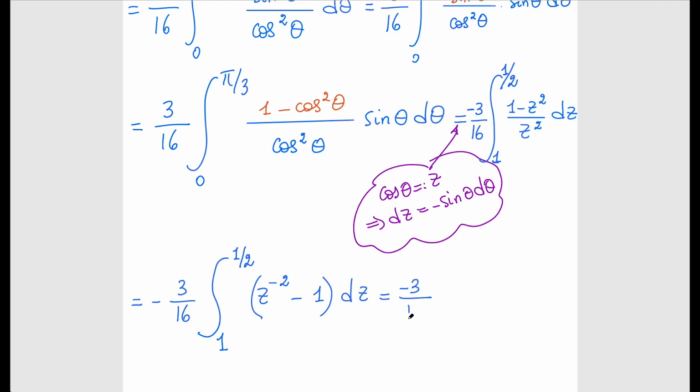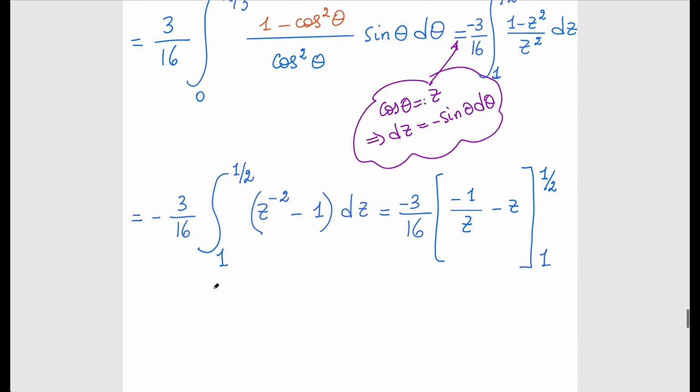This is minus 3 over 16. Let's integrate. What's the primitive of z to the power negative 2? It's z to the power negative 1 divided by negative 1, so it's minus 1 over z, right? If you differentiate this, you get z to the power negative 2. Agree with me? So that's this. Minus the primitive of 1 dz, which is z. And this is between 1 and a half. Okay? And then this is equal to minus 3 over 16.